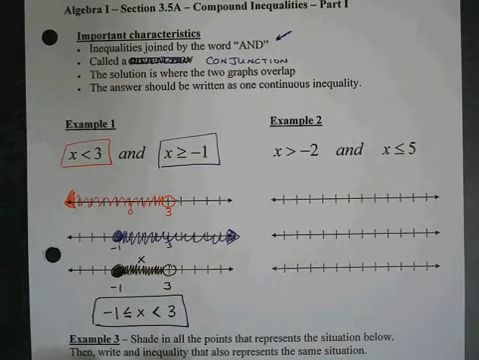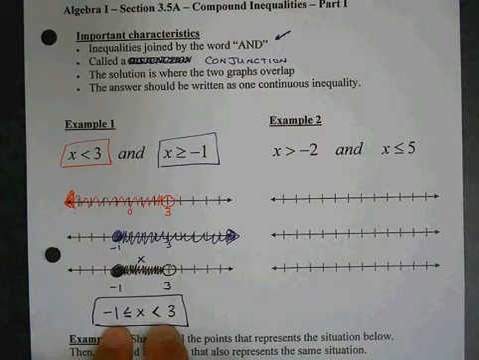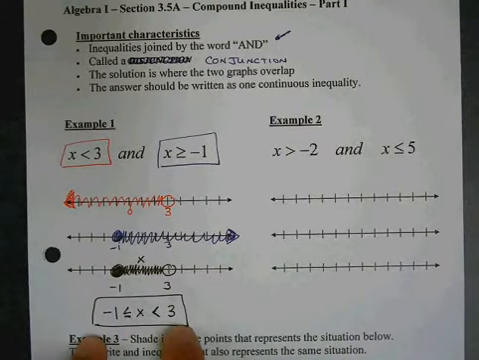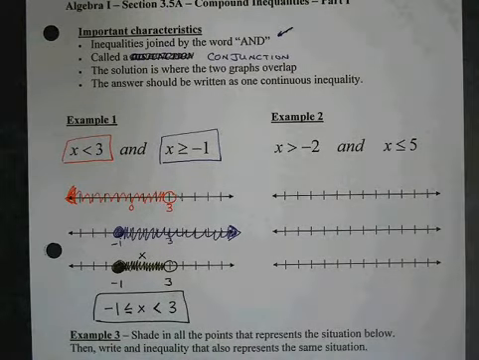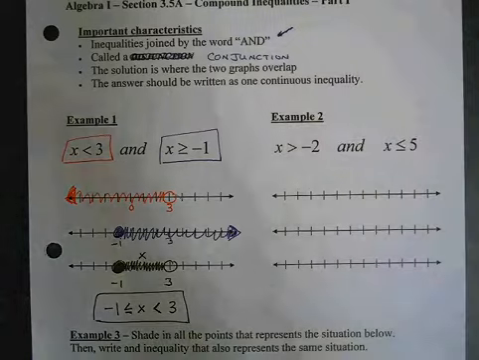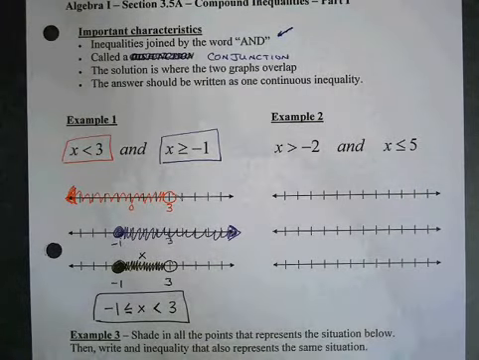Notice both inequalities point left. And the x is in the middle. The higher number is on the right, the lower number is on the left. So the goal here today, Justin, is to understand how we take two inequalities, graph them on one line, and write them as one inequality.